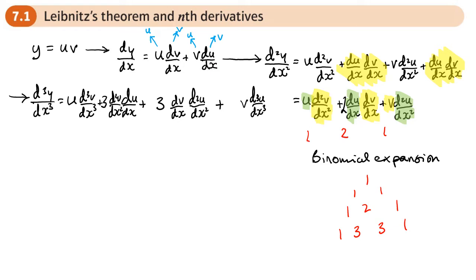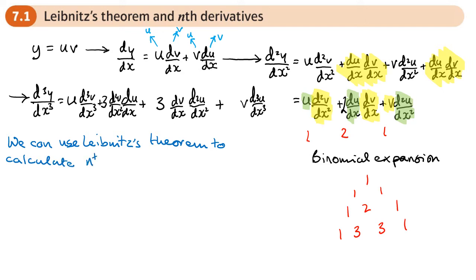Okay, so we'll just write this down. We can use Leibniz's theorem to calculate nth derivatives of products. So it's got to be a product. We're starting with the product rule.